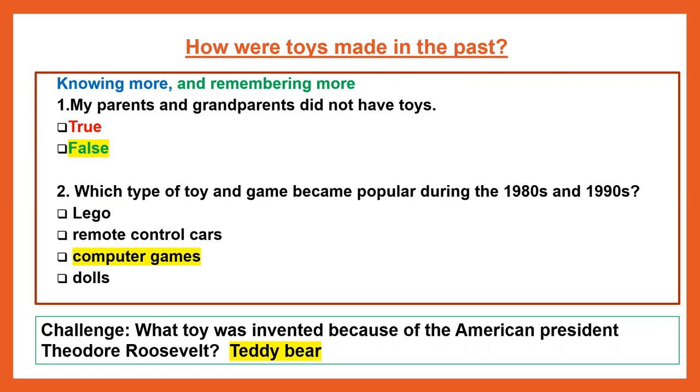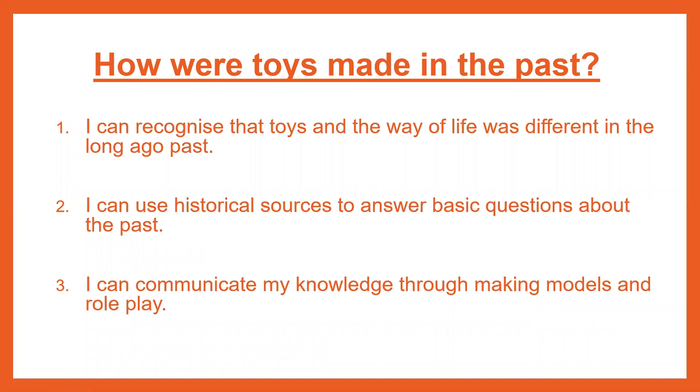Let's find out what we're doing today. Today we're looking at how were toys made in the past. Here are 3 things that we're going to be doing this lesson. Number 1, I can recognise that toys and the way of life was different in the long ago past. I can use historical sources to answer basic questions about the past. I can communicate my knowledge through making models and role play.